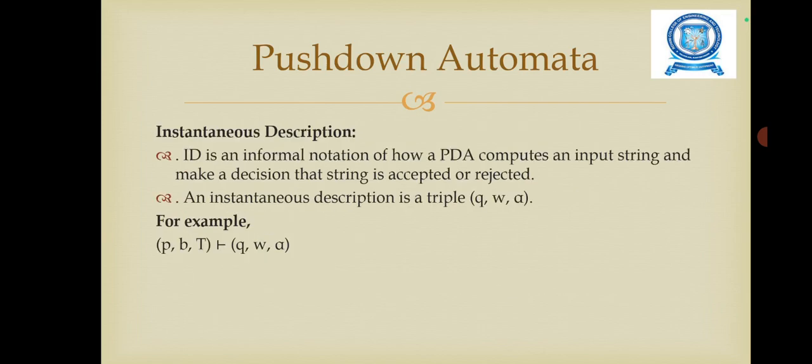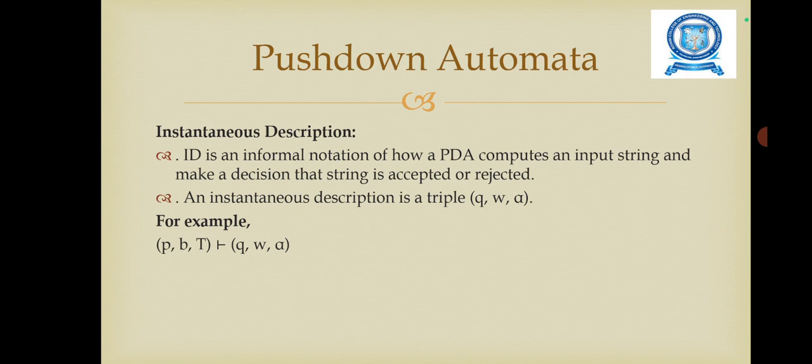Next, we are going to see the instantaneous description for the pushdown automata. That means it is an informal notation of how a pushdown automata computes an input string and makes a decision that the string is accepted or rejected. Here we have the instantaneous description (q, w, alpha), where q describes the current state, w describes the remaining input, and alpha describes the stack contents, with the top at the left.